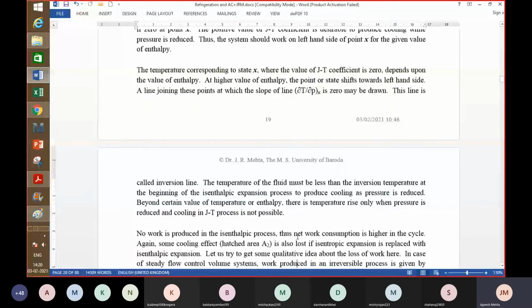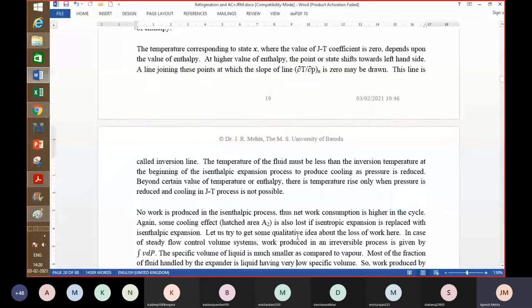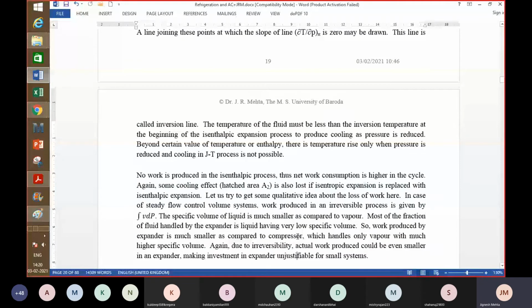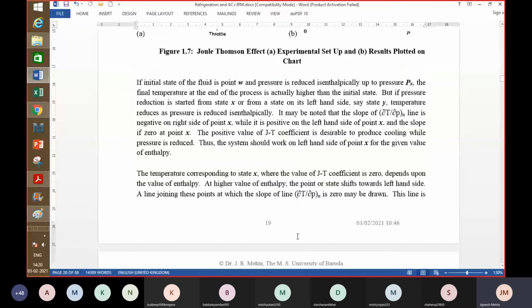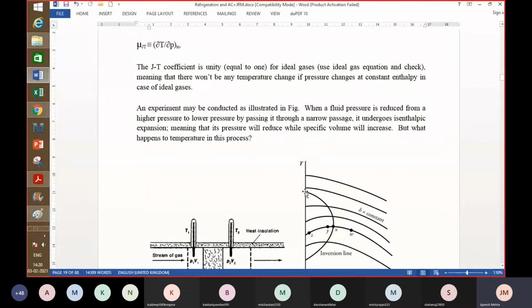So the top temperature that you see is called inversion temperature. This temperature is inversion temperature. So if you are above inversion temperature, it's never possible that you will be able to reduce temperature if you reduce the pressure.